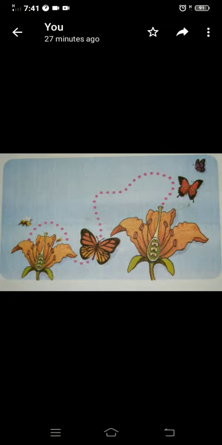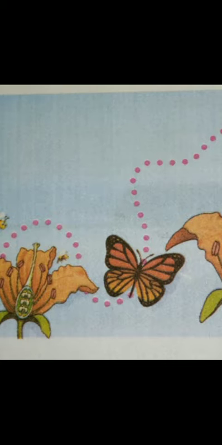Now see that pollination we saw. Pollination means the process by which pollen grains reach the stigma. The pollen grain is where it is present, and the stigma is the stigma. So that process only we call pollination. How is it transferred? With the help of wind. Wind carries it here, or otherwise from one flower to another flower.